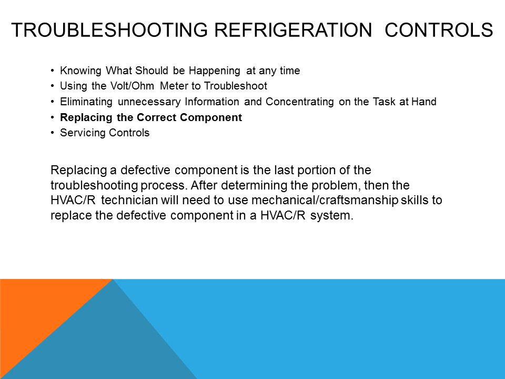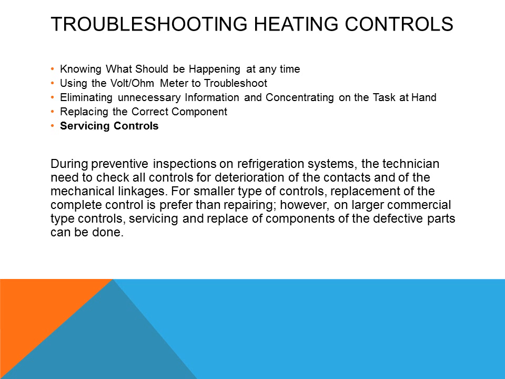So replacing a defective component is the last portion of the troubleshooting process. After determining the problem, the HVAC and refrigeration technician will need to use mechanical craftsmanship skills to replace a defective component in an HVAC system. During preventive maintenance inspections on a refrigeration system, the technician needs to check all controls for deterioration of the contacts and of the mechanical linkages. For smaller controls, replacement of the complete control is preferred over repairing. However, on larger commercial controls, servicing and replacing of the defective parts can be done.